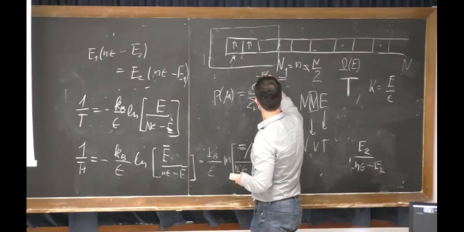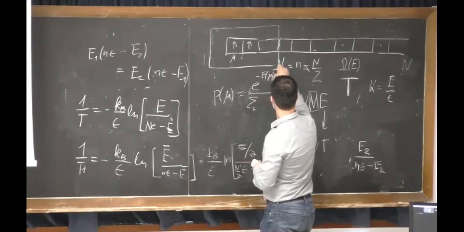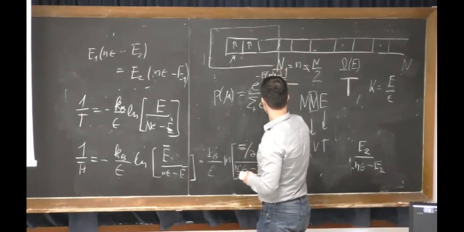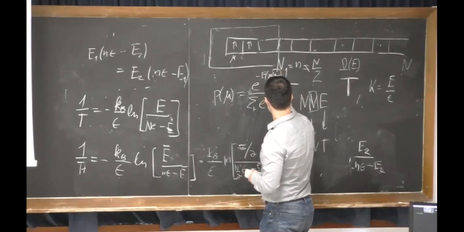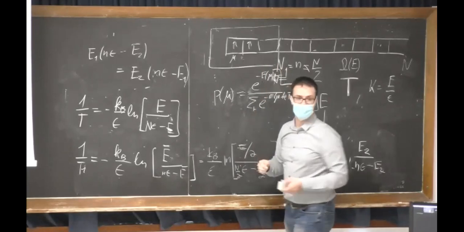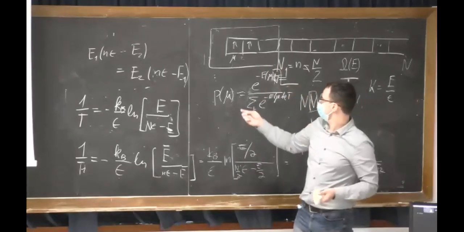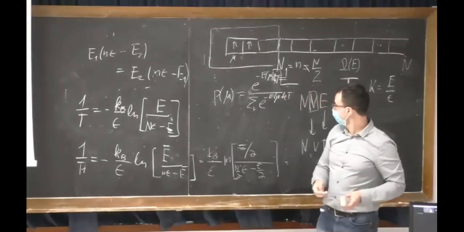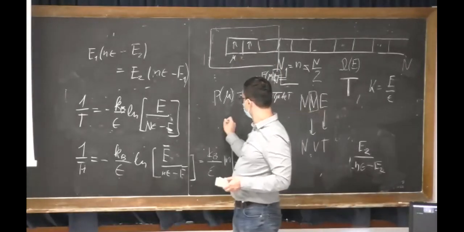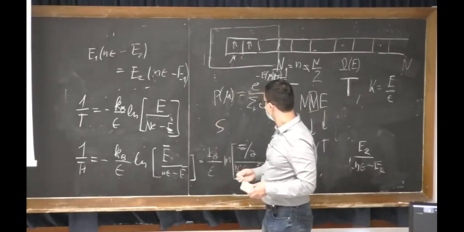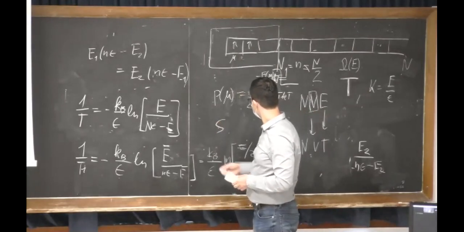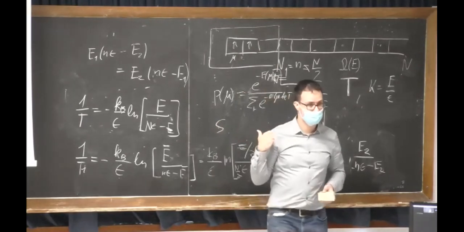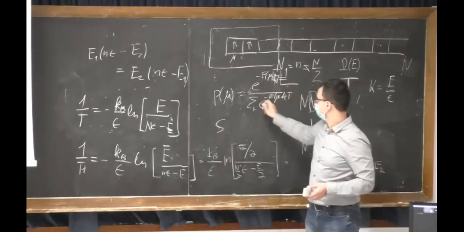E of mu over KE. Okay, overall configuration. So what you need is just to know all possible configurations in the system. And now you would also be able to compute entropy using the partition function.